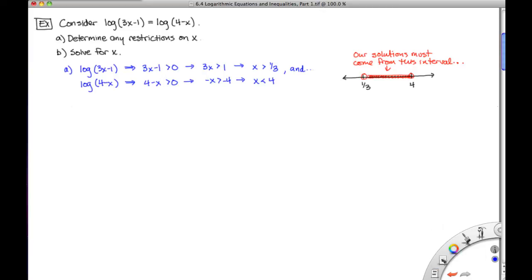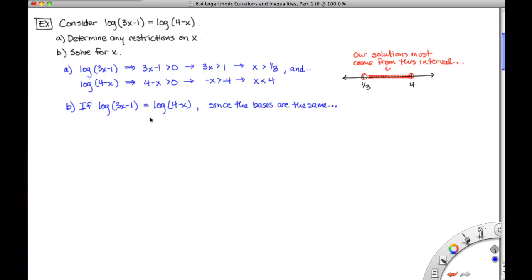So now let's address part B, and in part B we're going to actually go ahead and solve this. So we're going to consider something in this case. So if the log of 3x minus 1 is equal to the log of 4 minus x. Since we have the same base here, both of these are the common log, so we have the same base. Since we have common bases, what we can actually do is, in order for these two logarithms to be equal, their inner arguments would have to be the same.